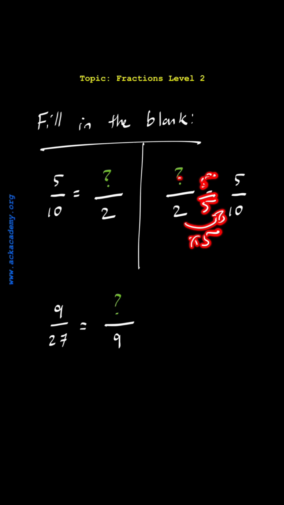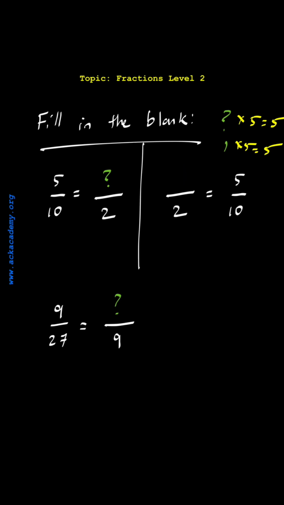So what question mark times 5 gives me 5? So what question mark times 5 will give me 5? Well, 1 times 5 gives you 5. So then this question mark just becomes a 1.